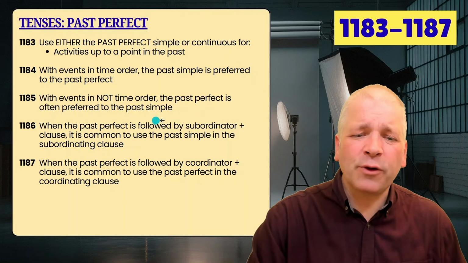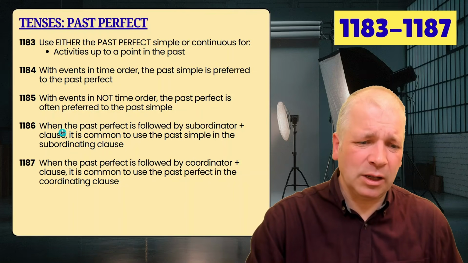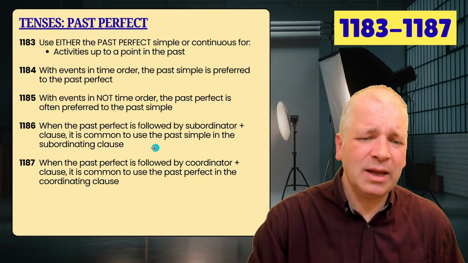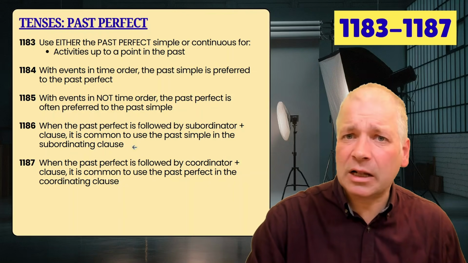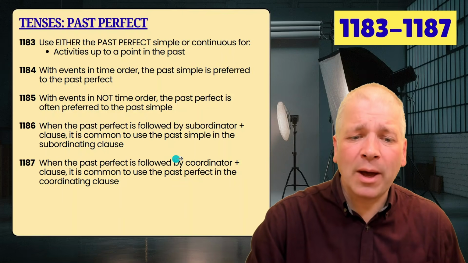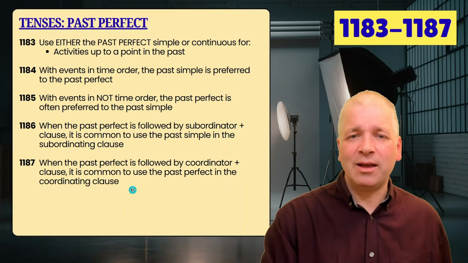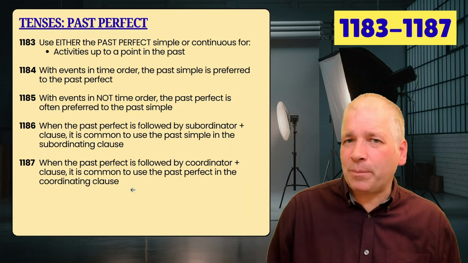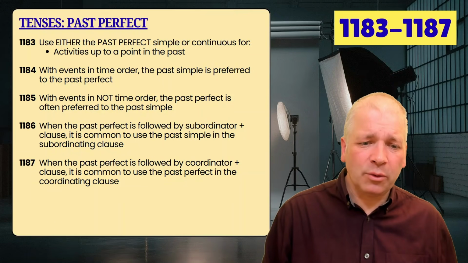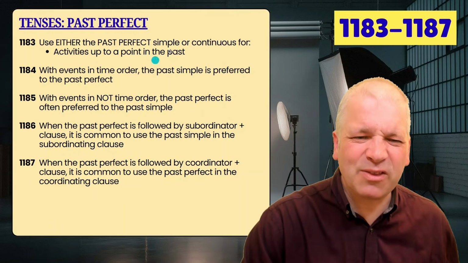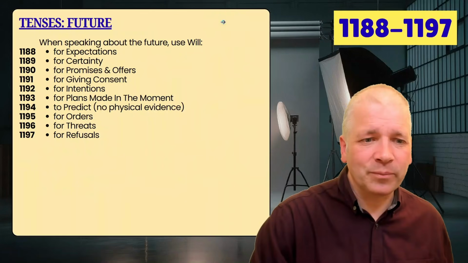When the past perfect is followed by a subordinator and a clause, it's common to use the past simple in the subordinating clause. But when it's followed by a coordinator and a clause, it's common to use the past perfect again. So subordinating clause, go back to the past simple. Coordinating clause, stay in the past perfect. That's the simple rule to follow.